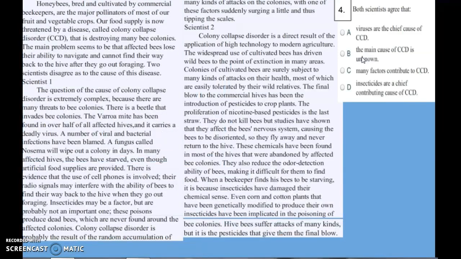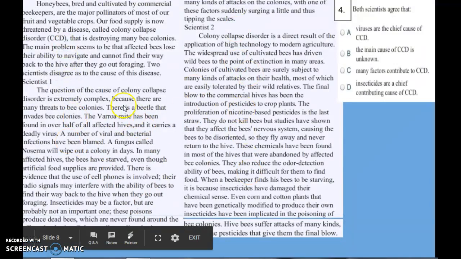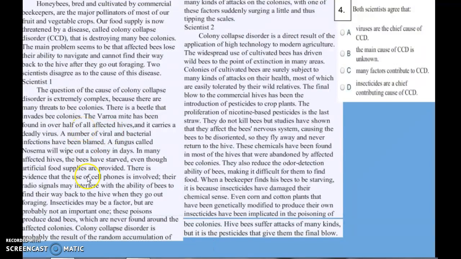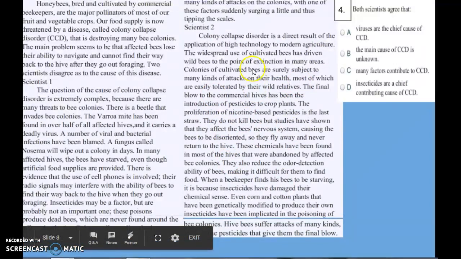All right, question number 4. It looks at honeybees, and there's a disaster going on with the honeybees right now called colony collapse disorder. We're just going to call it CCD from now on. These 2 scientists are arguing about it. The gist of it is scientist 1 thinks that we don't know what the cause is. He lists a bunch of different contributing factors, but he says we don't know the cause. Scientist 2 says there's a bunch of different things listed as well, but there's a main factor, and that's insecticides. Insecticides are what he's all about.